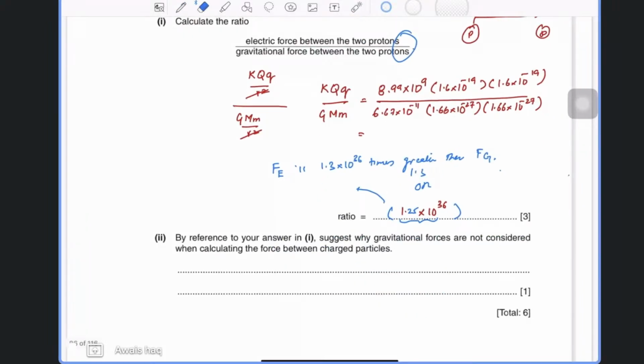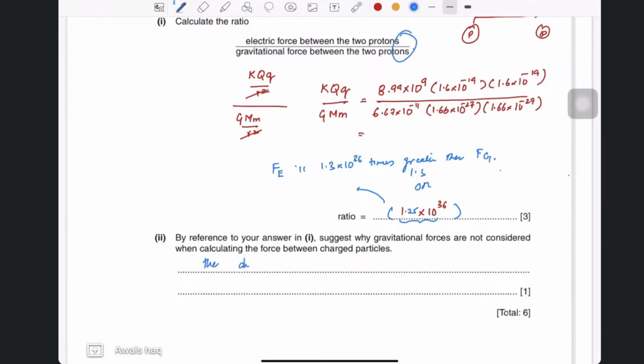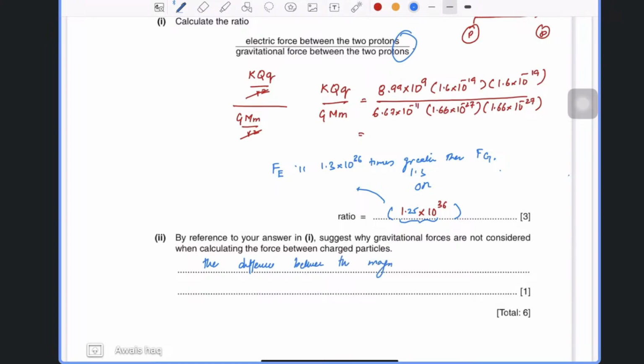Now, the next question says, by reference to your answer, explain why gravitational forces are not considered when calculating the force between charges. So what do you guys say? Negligible, right? Because the ratio is crazy big. The difference between the magnitudes is very large. That makes the force of gravity insignificant. All right, so that's what I'm going to write if I was giving the exam. Is it clear, everyone?